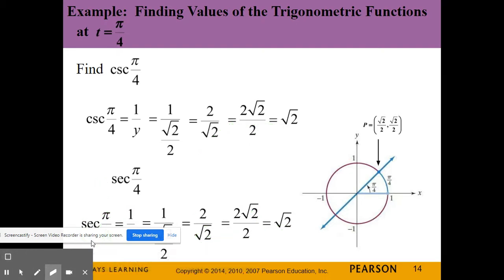Then once we know that x is root 2 over 2 and y is root 2 over 2, we can find the other 4 functions. So what is cosecant of pi over 4? Well, cosecant is the reciprocal of sine. Sine is root 2 over 2, so it's 1 over root 2 over 2. All right, simplify, you get 2 over root 2. Rationalize, you get 2 root 2 over 2. 2's cancel, and you just get square root of 2.